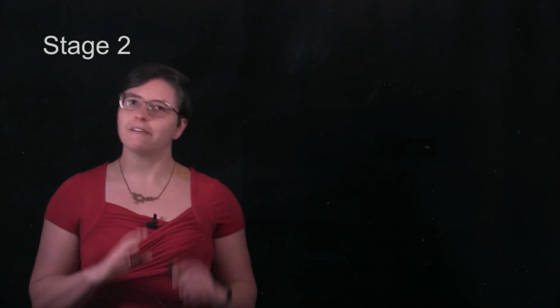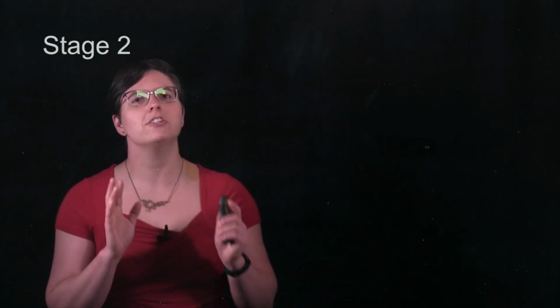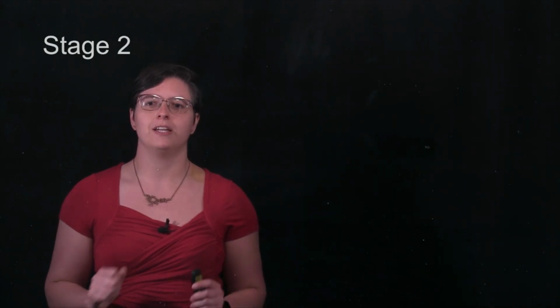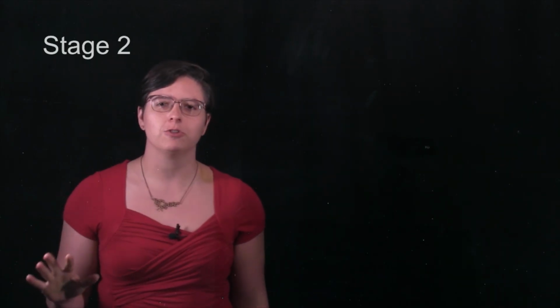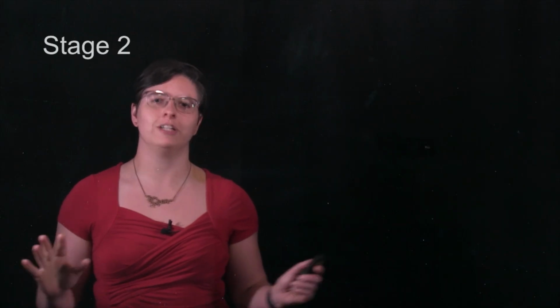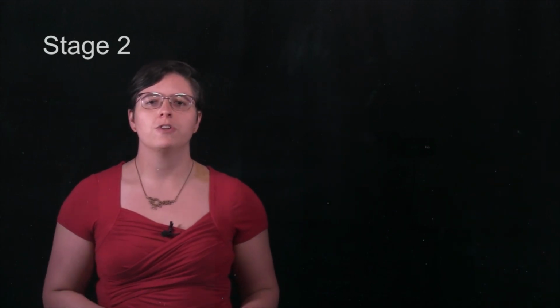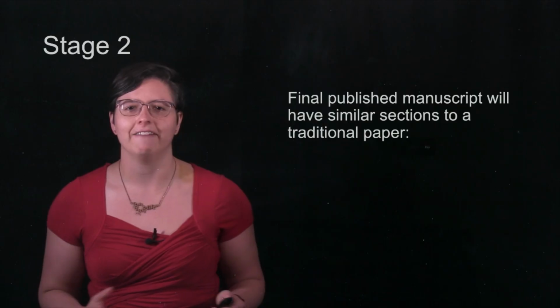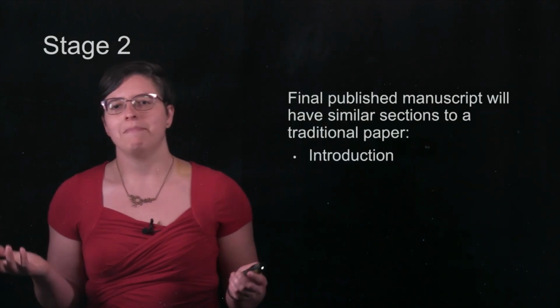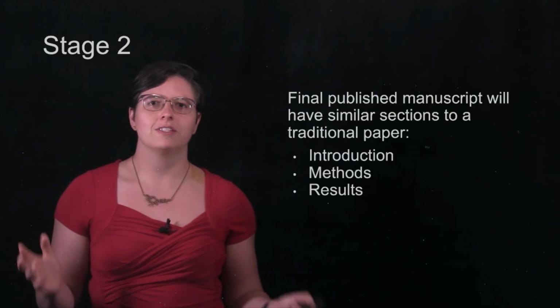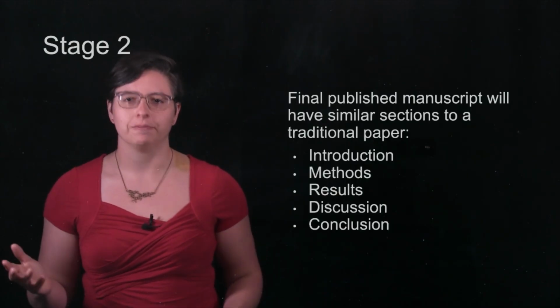I want to start with what the final product will look like. This is your Stage 2 manuscript. Ultimately, a final registered report should look no different than a traditional paper does on the surface. It will have each of the sections that a traditional paper tends to have. So for some, that might look like having an introduction, methods, results, discussion, and conclusion.